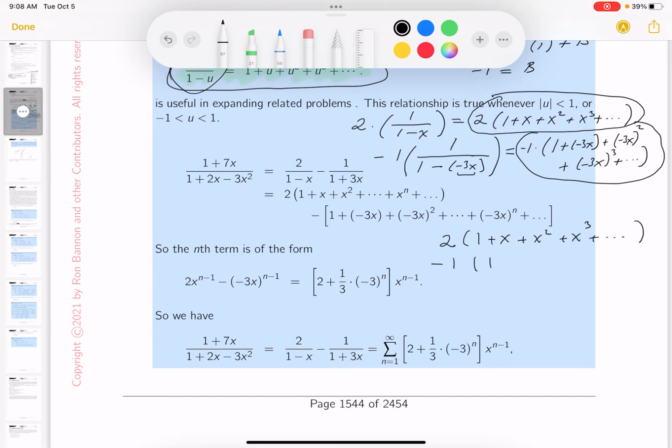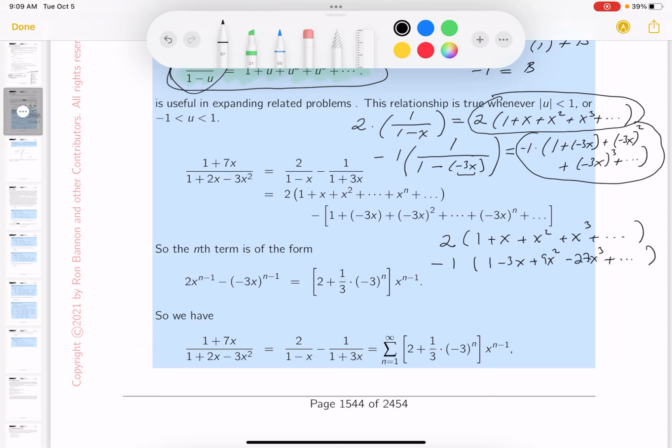Let's write this down. What do you get? 1 minus 3x plus 9x squared minus 27x cubed plus yada, yada, yada, yada. Right? I'm hoping you're starting to see something here.